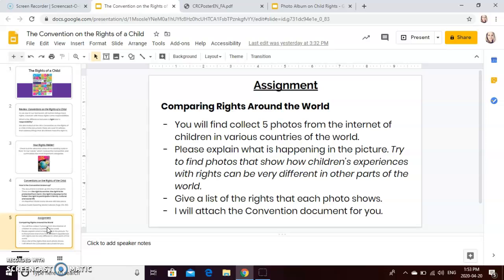The photos don't have to show receiving a right. They can also show a child who's being deprived of a right, or a child who doesn't have a right that is in the convention. So just an important note.